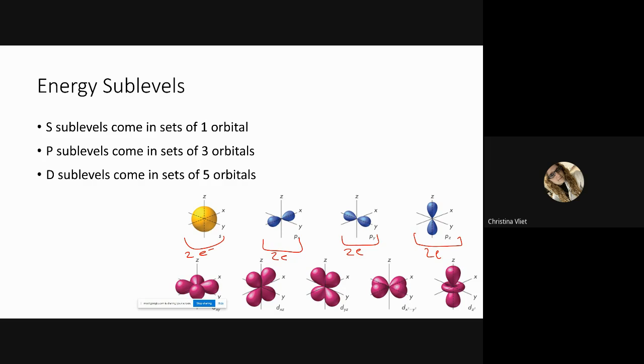So question, how many electrons then would fit in a set of d orbitals? 10. So it does go like that. S sublevels would hold 2 electrons, P sublevels would hold 6 electrons, and D sublevels would hold 10 electrons. And this is not because of the change in shape, but the change in the amount of orbitals. All right, so that's a piece of the puzzle.